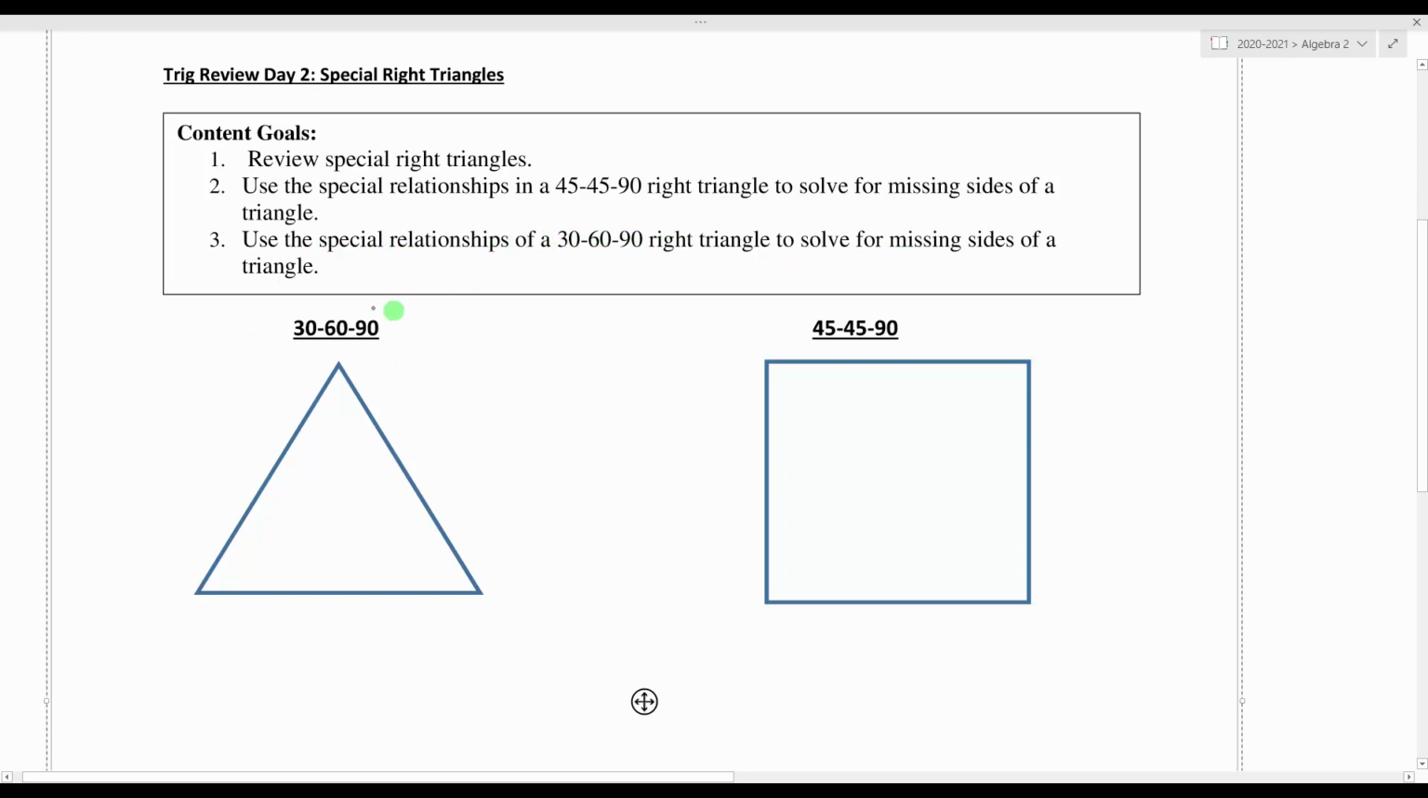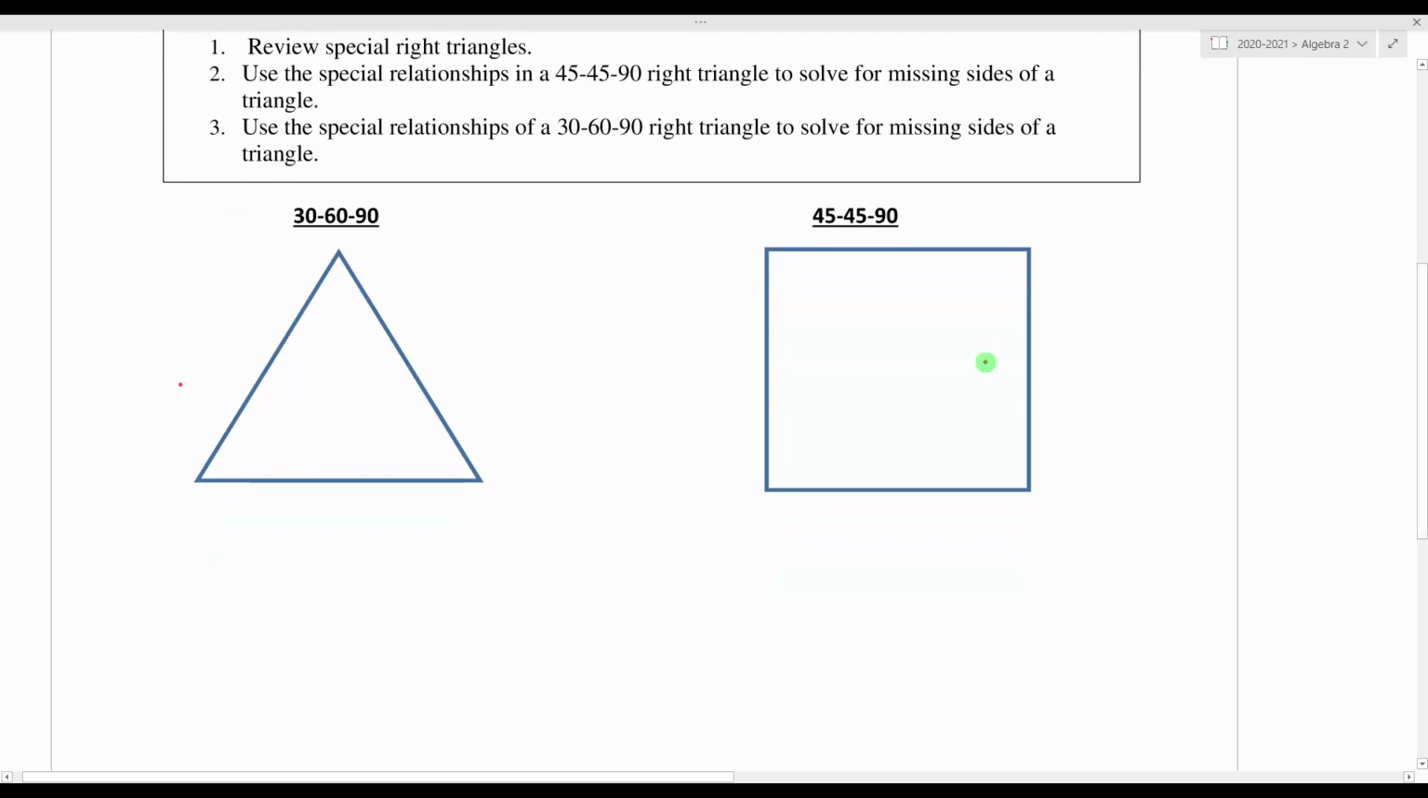So back last year in geometry, you might remember these triangles, the 30, 60, 90 and the 45, 45, 90 right triangle. To help refresh your memory, I'm going to show you where these special right triangles came from and then establish those relationships one more time for you.